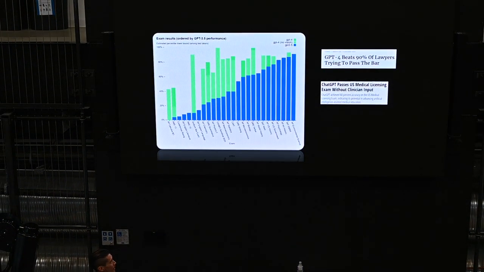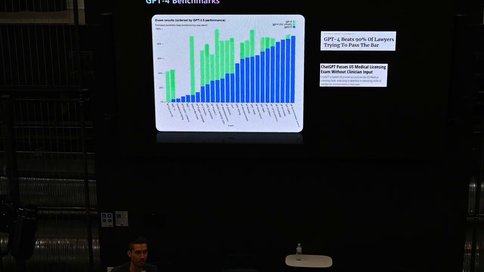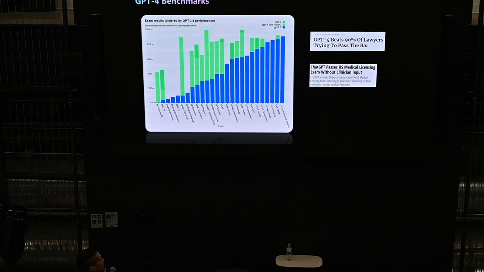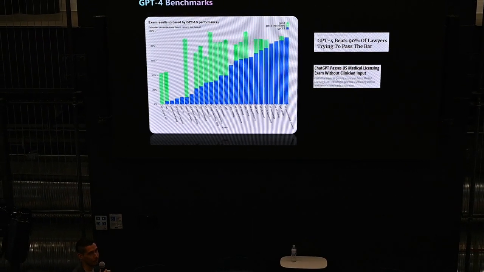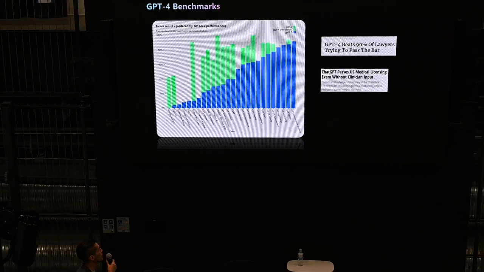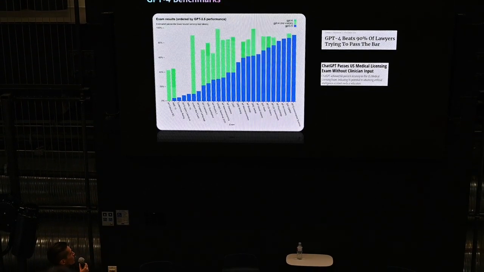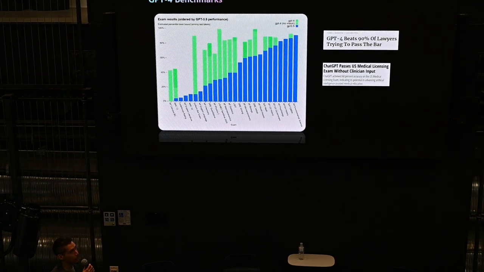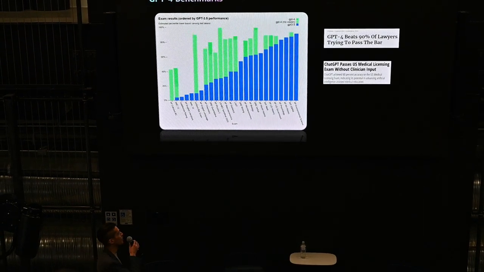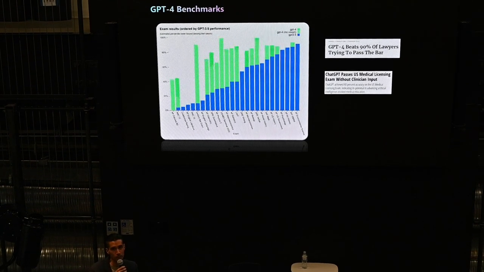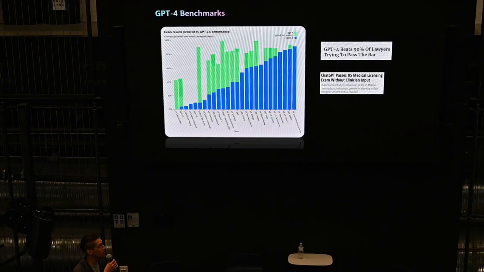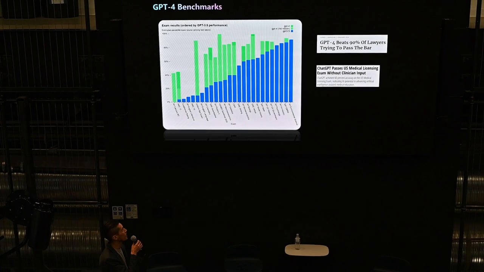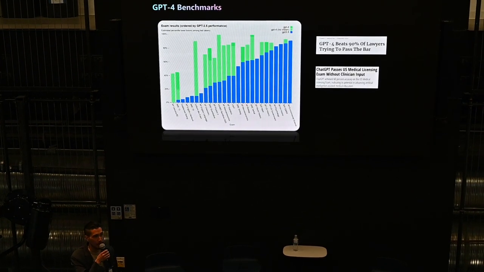There are some of the headlines and I think the splashes that GPT-4 has been making over the last year. I thought this was cool. I thought about taking this one out, but it was too good to pass up. If you take a look at the blue bars there, that's the accuracy that GPT-3.5 or ChatGPT was able to achieve. And then GPT-4 is the green bars above that.